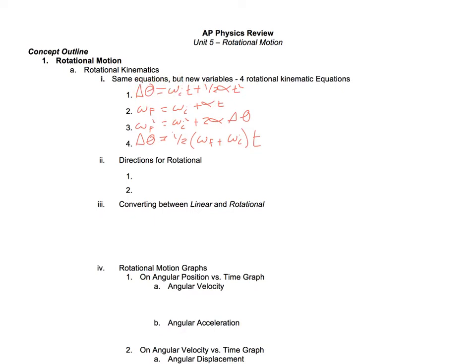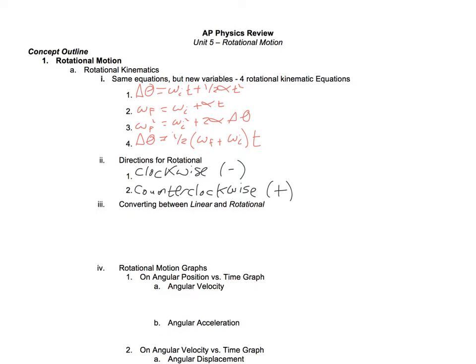We have omega initial and omega final instead of VI and VF. And we have alpha instead of our acceleration. Nothing else has changed about them though. In terms of directions for rotational, we talk rather about up, down, left, right. We talk about clockwise, and we talk about counterclockwise. And although it doesn't actually matter which one you pick to be the positive, just like regular directions, typically clockwise is considered to be the negative, and counterclockwise is considered to be the positive.